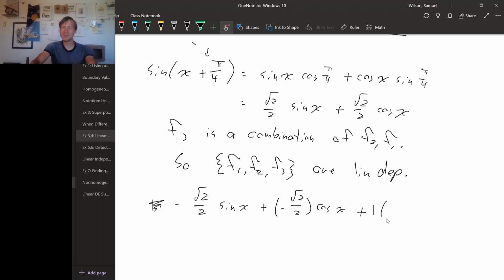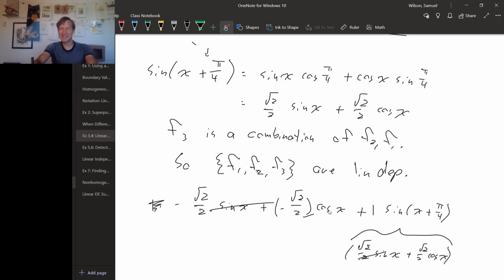plus 1 times f3, which is sine of x plus pi over 4. But what we just saw is that this third piece is actually root 2 over 2 sine x plus root 2 over 2 cosine x. And so, right, the sines cancel, the cosines cancel, and you just get 0. So we found a non-trivial solution to that equation.